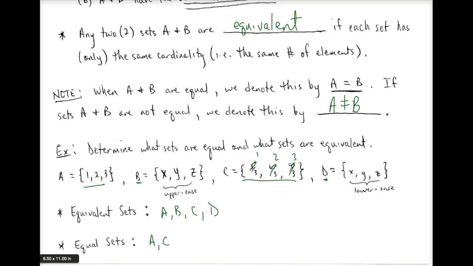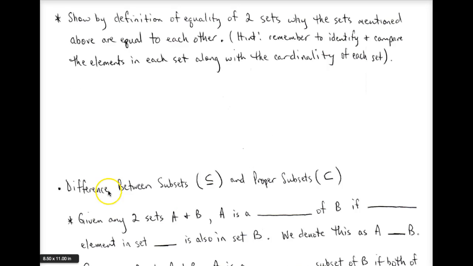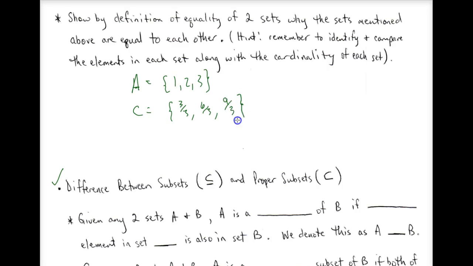All right, so let's go ahead and move on to our next topic of talking about subsets. We're going to start talking about subsets and proper subsets, but I want to first look at A and C again. So of course we know A is here, and this is what C was. And this is asking us to show by definition of equality that the two sets are equal to one another.